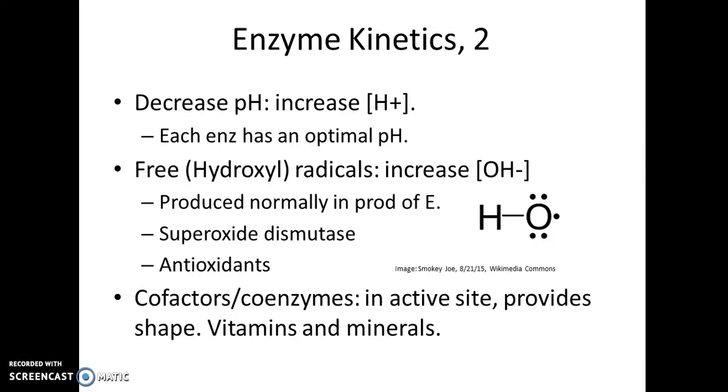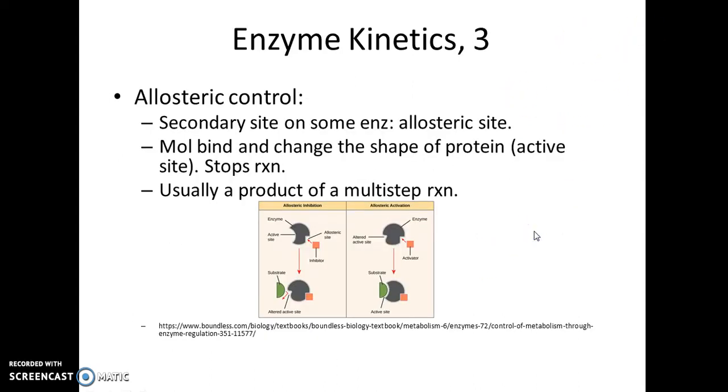If you decrease the pH, you will denature the enzyme. If you change the shape of the enzyme, the reaction stops. Hydroxyl or free radicals: if you increase them, you will denature the enzyme, because increased free radicals will denature proteins. The reaction will stop. Now, this is a hydroxyl radical right here. It's usually produced by your production of energy.